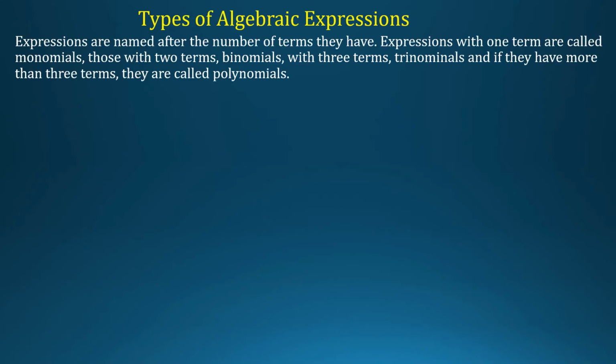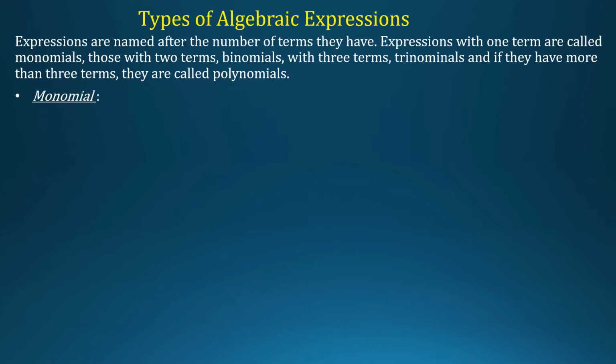Next is the types of algebraic expressions. Expressions are named after the number of terms they have. Expressions with one term are called monomials. Those with two terms are called binomials. With three terms are called trinomials. And if they have more than three terms, they are called polynomials.